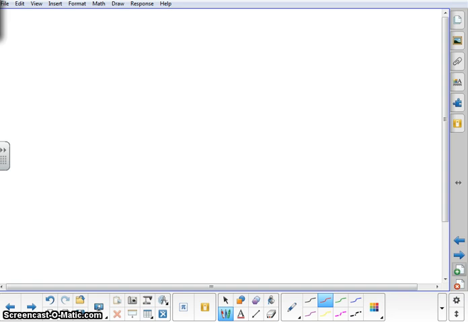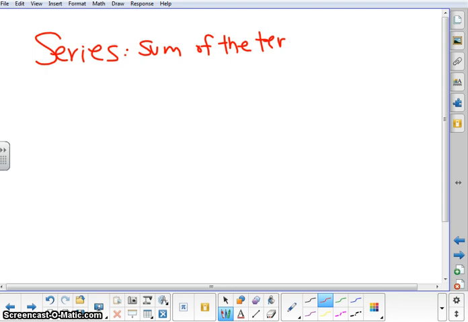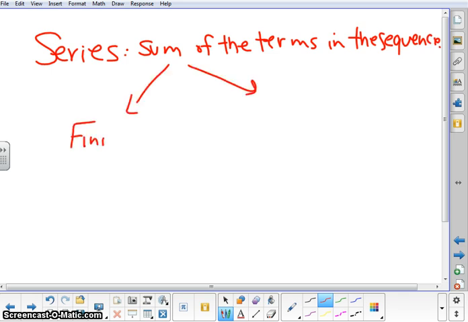So for the first part, if you're talking about a series, I want to talk about the definition of a series. It is the sum of the terms in the sequence. Okay, so there are two types of series. You've got the finite series, which we already talked about in the previous section, and then you have the infinite, which is the main focus of today's lesson.